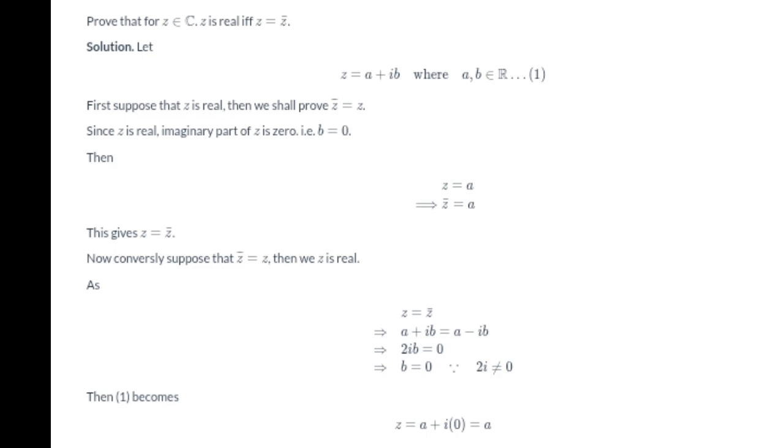Part 1. z real implies z equals z bar. If z equals a, its conjugate, z bar, is also a, so z equals z bar. Part 2. z equals z bar implies z real. Let z equals a plus ib. The condition z equals z bar becomes a plus ib equals a minus ib. Solve. This simplifies to 2ib equals 0, meaning b must be 0. Conclusion. Since b, the imaginary part, is 0, the number z must be real.